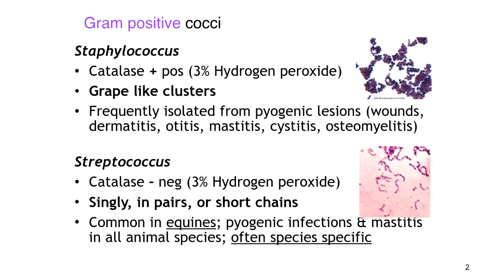So simply by doing the one very simple test with a reagent that every animal hospital has around, hydrogen peroxide, you could help your doctor know if you're dealing with a staph organism or a strep organism.